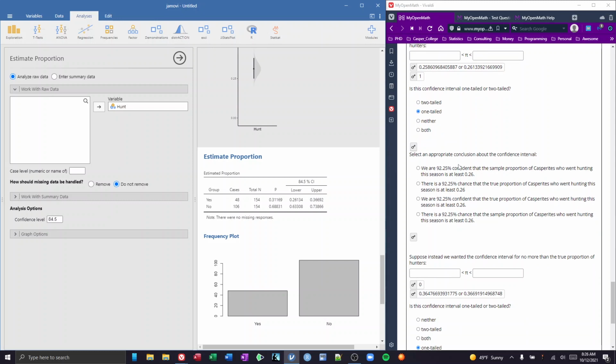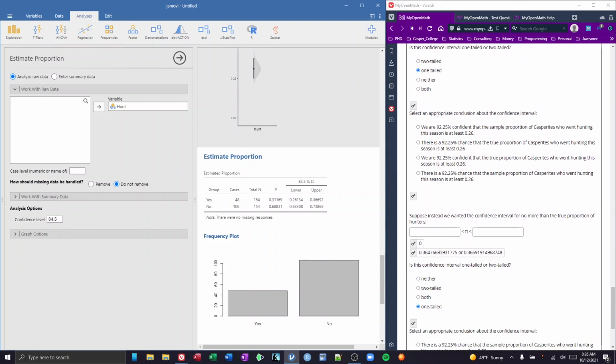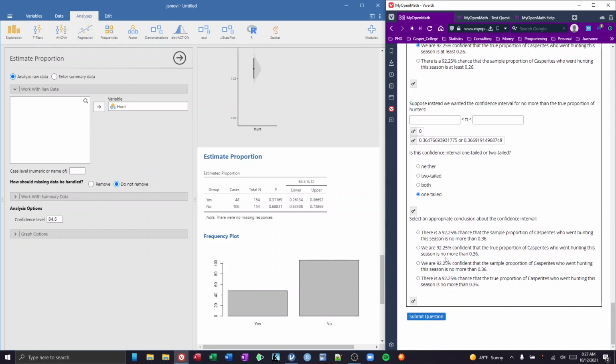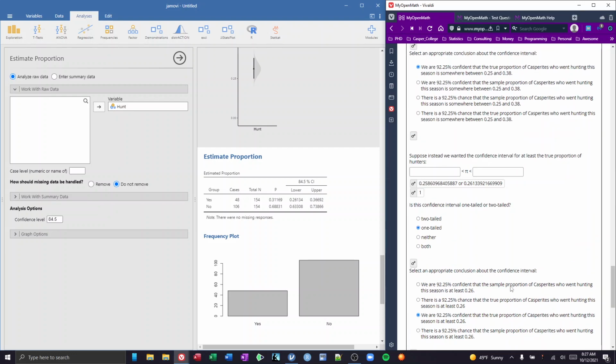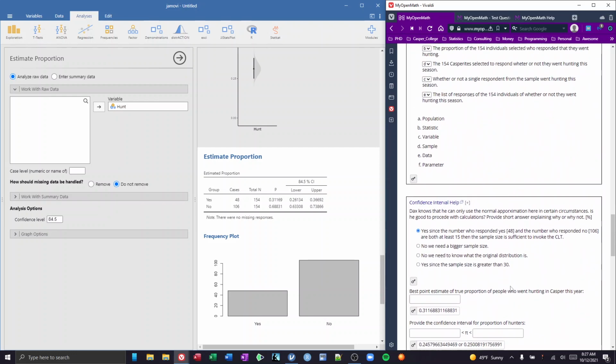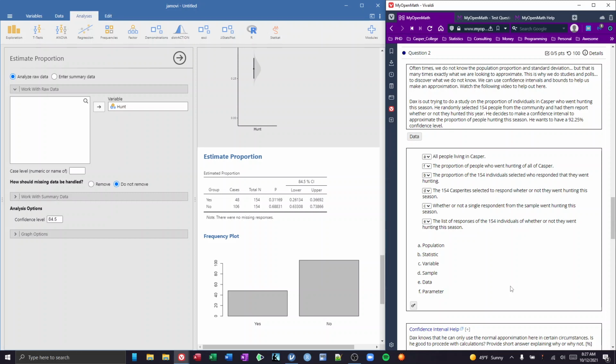And then once you get your confidence intervals, we want to go through and actually select these correct ones. And it follows the exact same format as before. We're still looking for 92.25% confident that the true proportion is at least so much. So we can click that guy. And we can go through: 92.25% chance that the true proportion of capsular was no more than 0.36. So that is how you go through, and you can use Jamovi in order to help you calculate these.